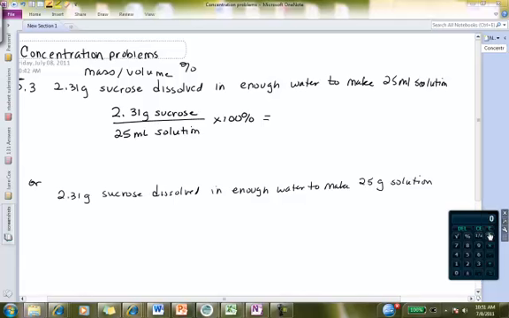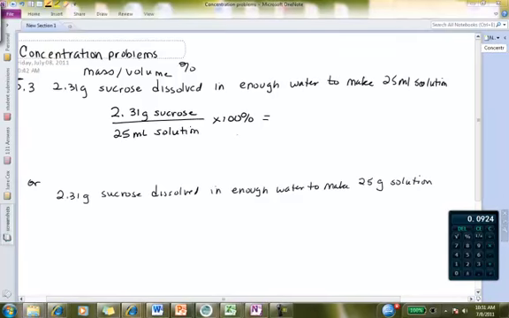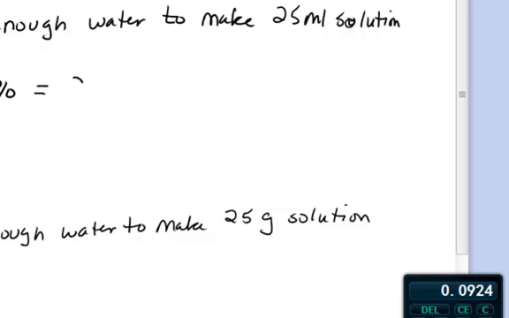let me clear it. 2.31 divided by 25 equals, times 100 would give us 9.24%. And if I just said 25 milliliters with two significant figures, that would be 9.2%. Now, in this solution, you'd take 2.31 grams and you would put a little bit of water in, get it into solution, and then dilute it up to 25 milliliters in a graduated cylinder.